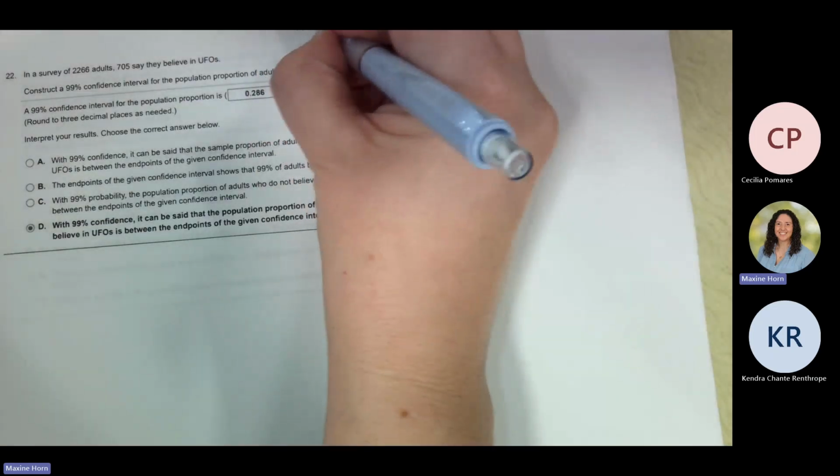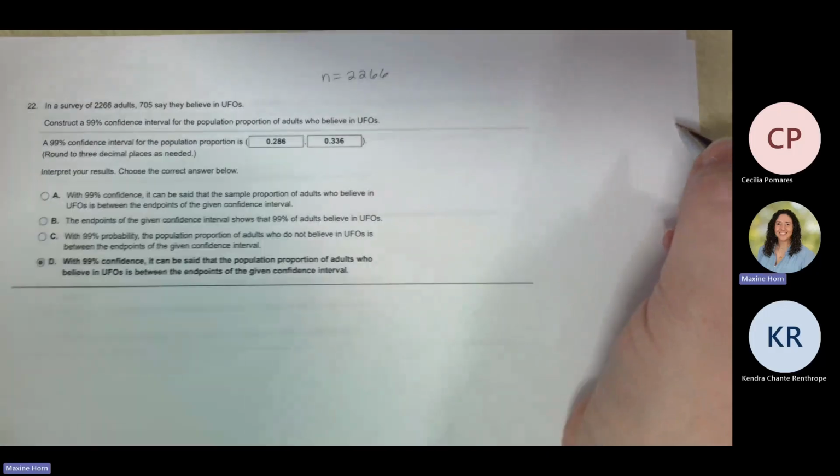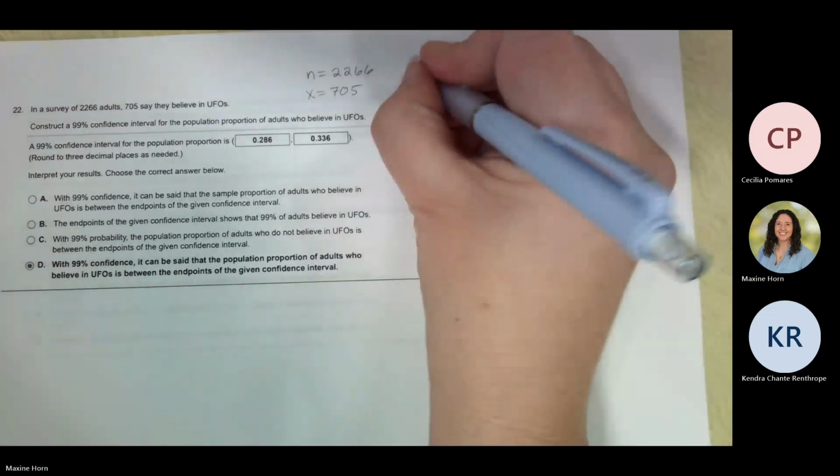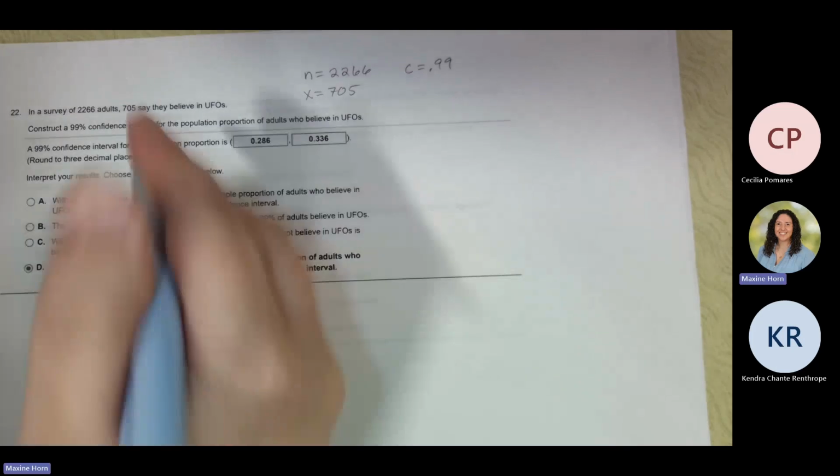All right, almost done. In a survey of 2,266 adults, that's our N, 2266. Would help if you guys could see that. 705 say they believe in UFOs. Okay, construct a 99% confidence interval for the population proportion of adults who believe in UFOs. So we are doing a confidence interval for a population proportion.